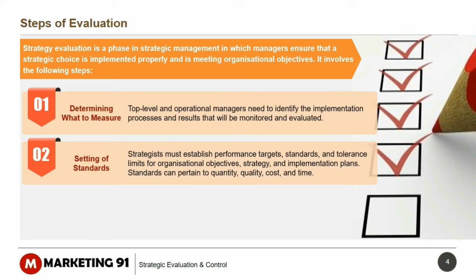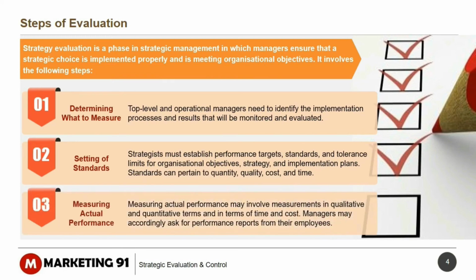Strategists must establish performance targets, standards, and tolerance limits for organizational objectives, strategy, and implementation plans. Standards can pertain to quantity, quality, cost, and time. Measuring actual performance. Measuring actual performance may involve measurements in qualitative and quantitative terms and in terms of time and cost. Managers may accordingly ask for performance reports from their employees.